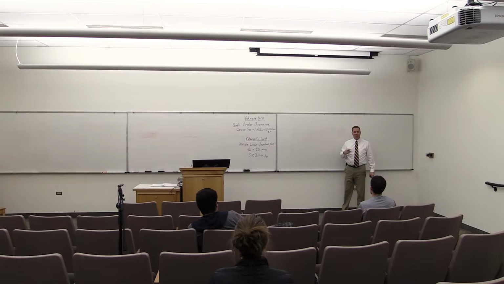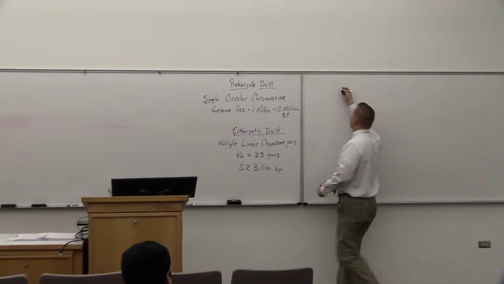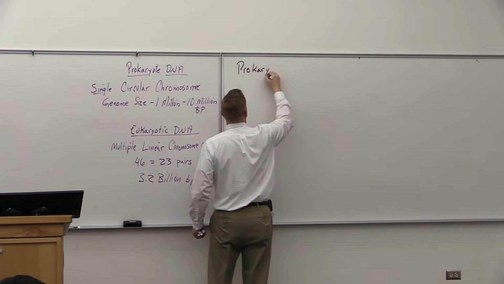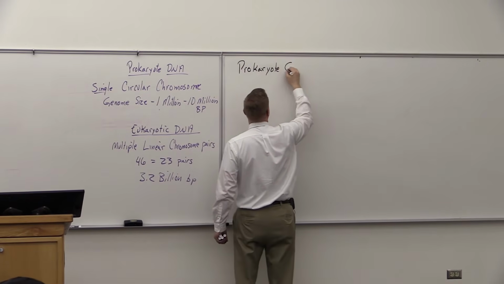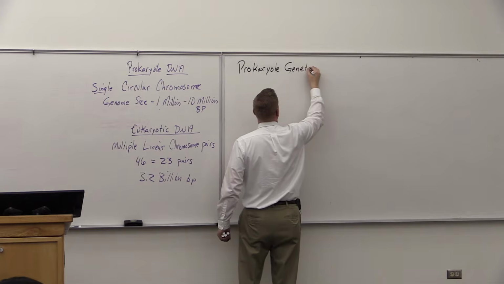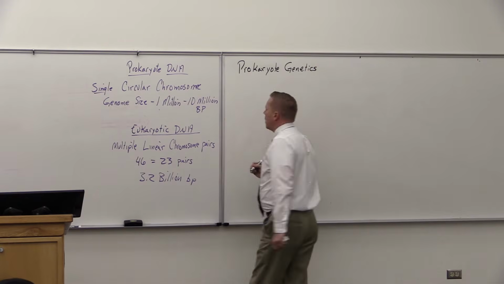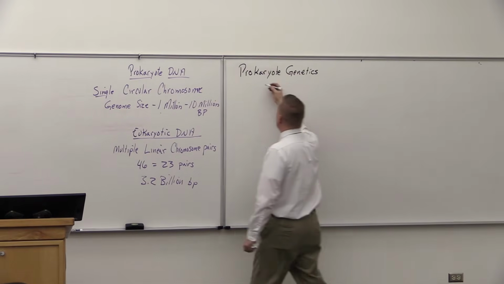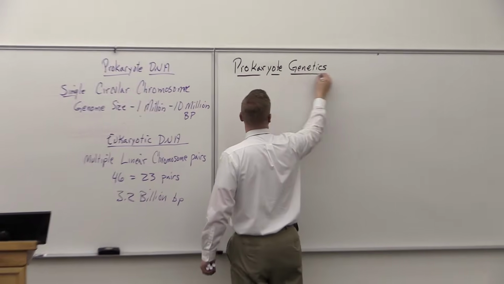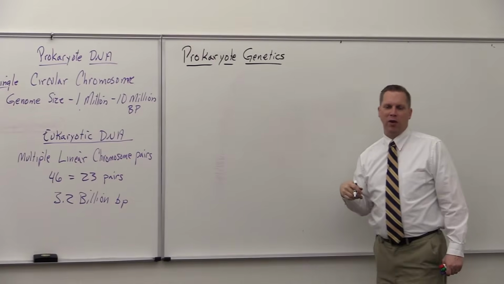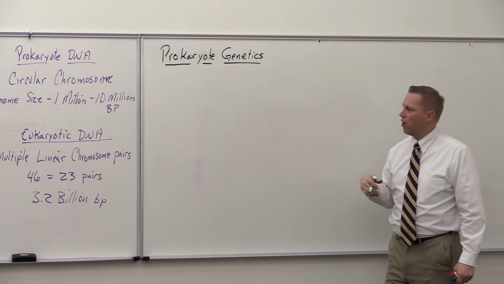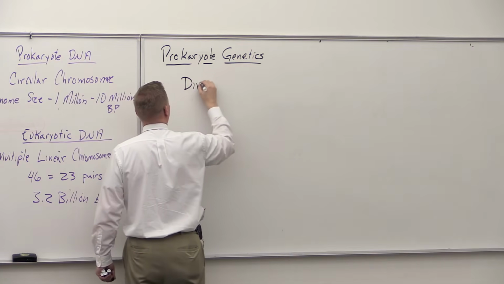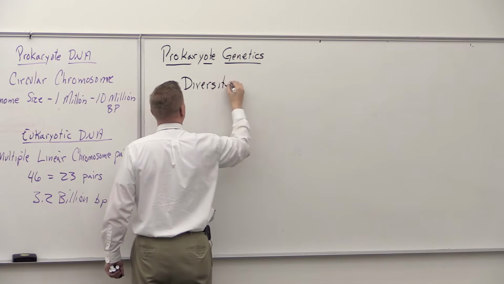Okay, for our last topic, now let's talk a little bit about prokaryote genetics, and particularly the distribution of prokaryote genetics. And here's the problem that prokaryotes face to some degree, a theoretical problem. And the problem is one of diversity.